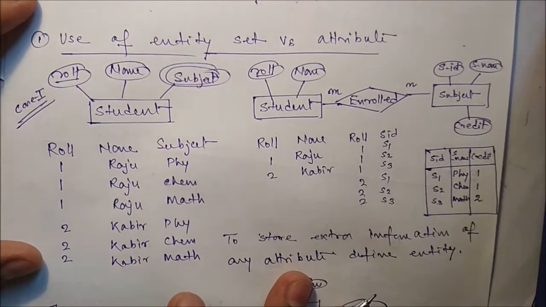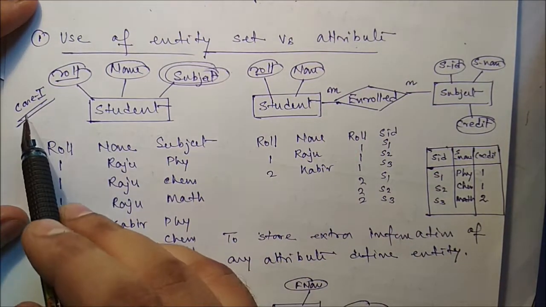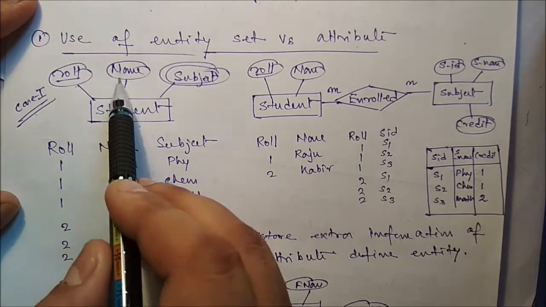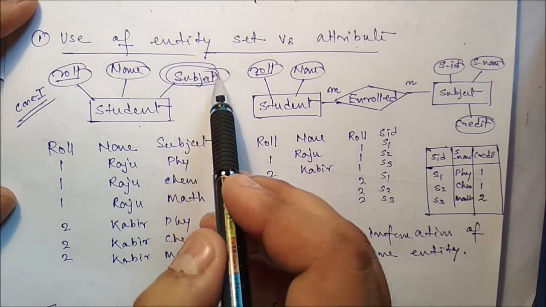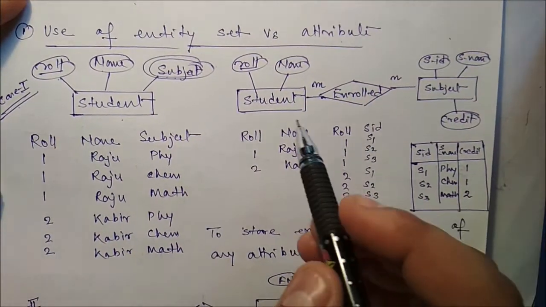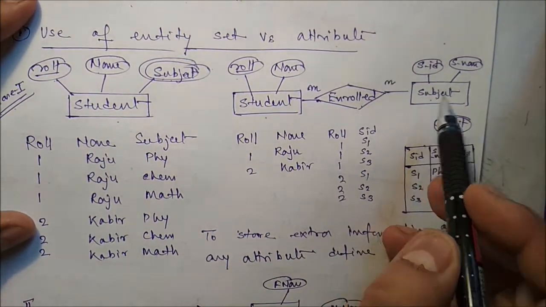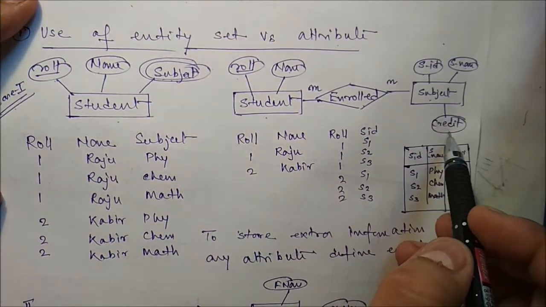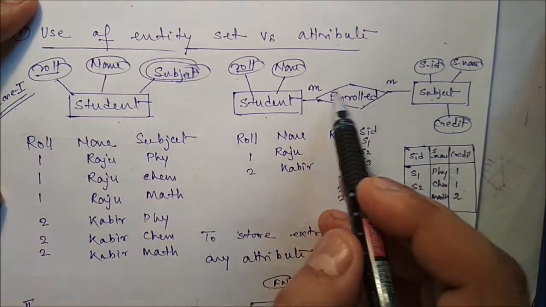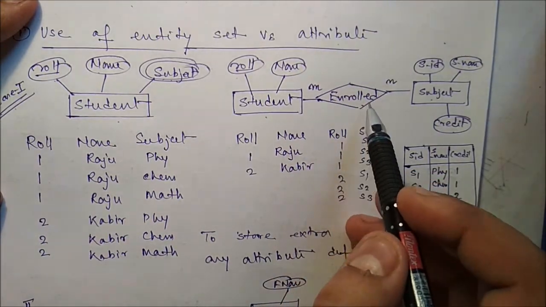Now first of all, use of entity set versus attribute. We can see these two scenarios. Say in case 1, a student entity set is there, with roll number, name and subjects. Now subject is a multi-valued attribute. But we can define it this way: student with roll number and name, enrolled in subject. Say subject ID, subject name and credits are the attributes of the subject, and the relationship is M to N, and the name of the relationship is enrolled. So this is a relationship set.